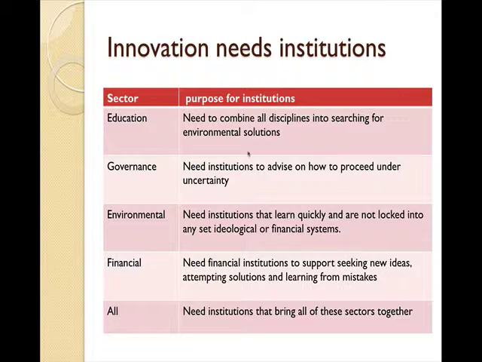And underlying this is financial. I'm not saying financial in terms of Wall Street, but just financial institutions that support environmental innovations, support seeking new ideas, support attempting solutions, and support an environment where people can learn from their mistakes and move on. That is really supporting a scientific adaptive management framework. And then we need institutions that bring all of these sectors together so we can look for transdisciplinary solutions that include education, governance, environmental groups, and businesses, all toward the same goal of solving environmental problems.